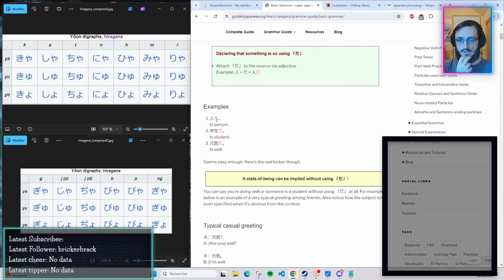So hito da means this is a person. You could basically translate that with "is", and it works most of the time. It's not a real sentence by itself. You don't say "is person" in everyday life, because you need the "this" to explain what you are referring to. So this is a person, hito da.